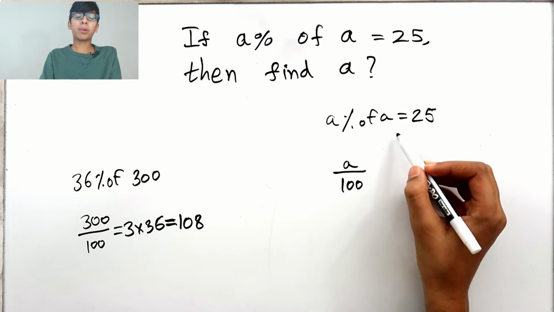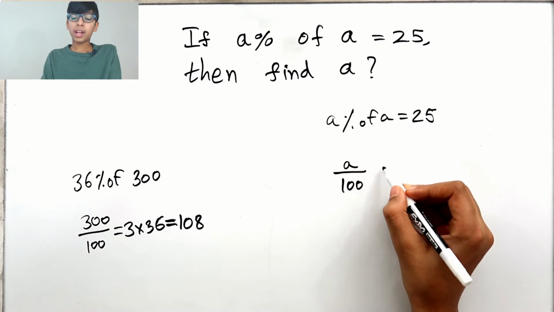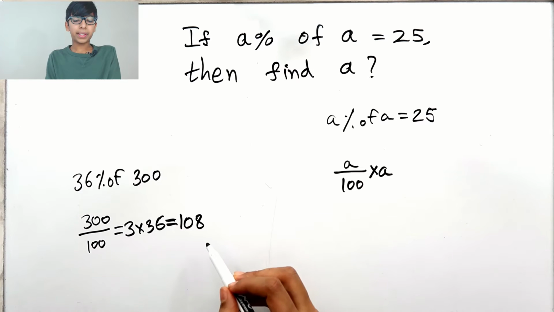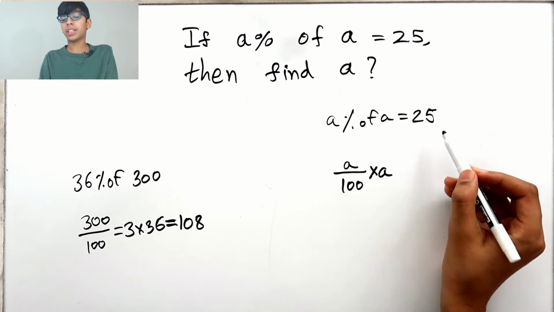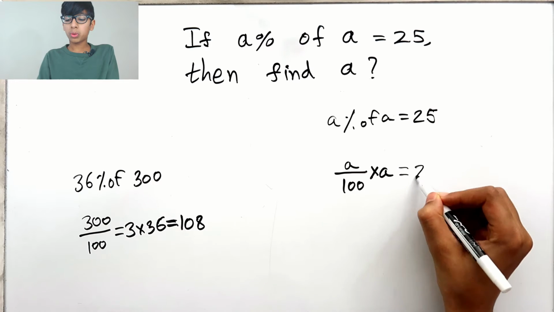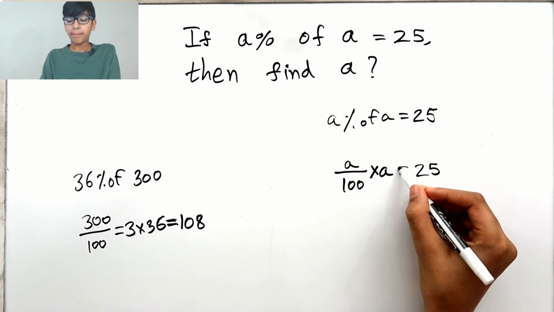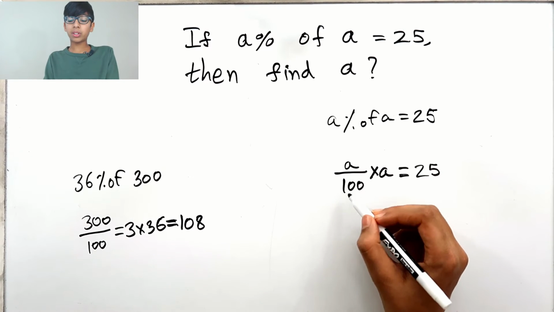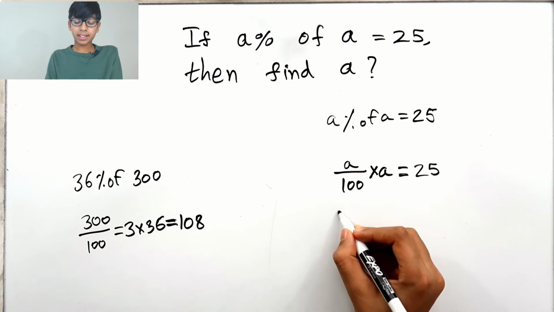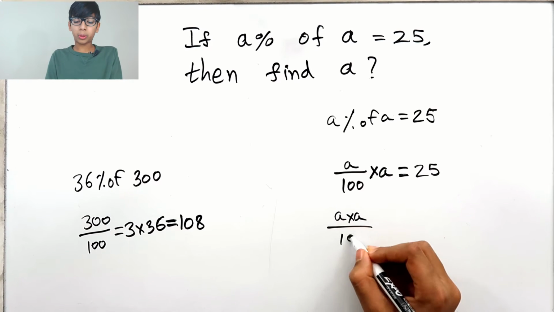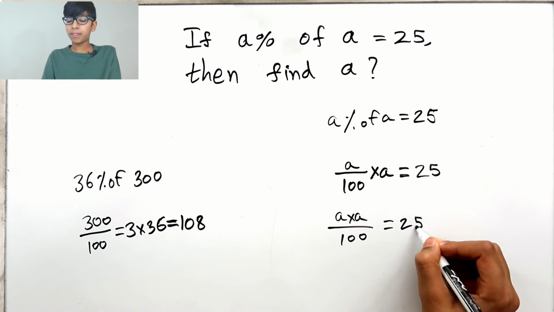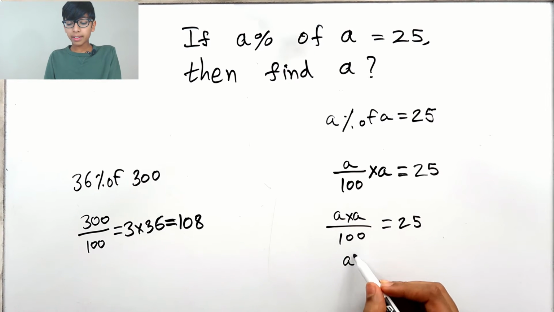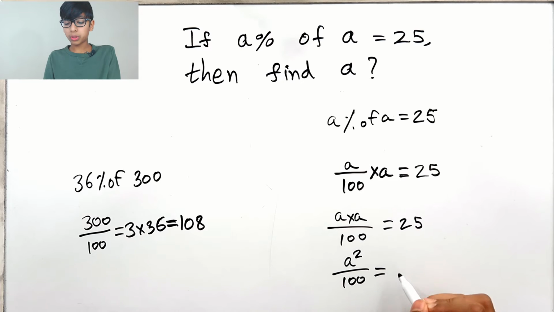So now we have to find a% of a. So now we have to times it by a. So now here, that equaled 108. So for this, it equals 25. Okay, so here, a/100 times a, we can write that as a times a/100, which equals 25. So now a times a equals a squared. So a squared/100 equals 25.